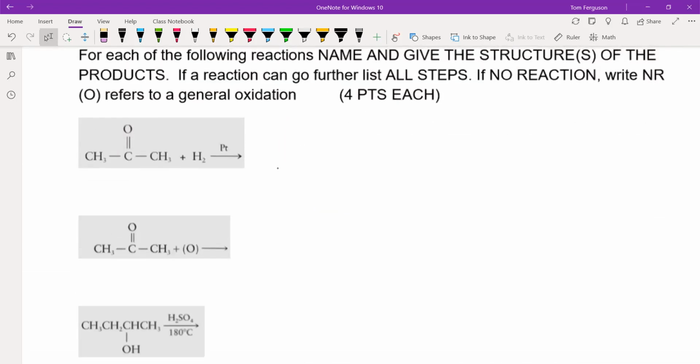Okay, so we have some reactions. Notice no H's. So what does that make that, a ketone or an aldehyde?